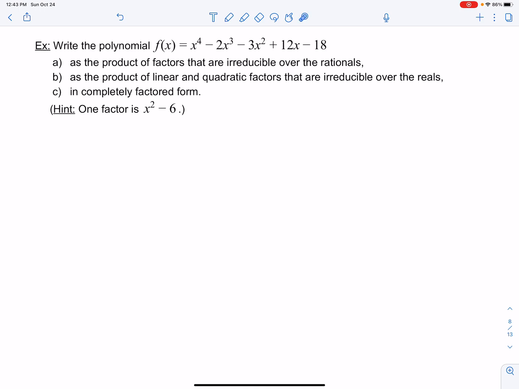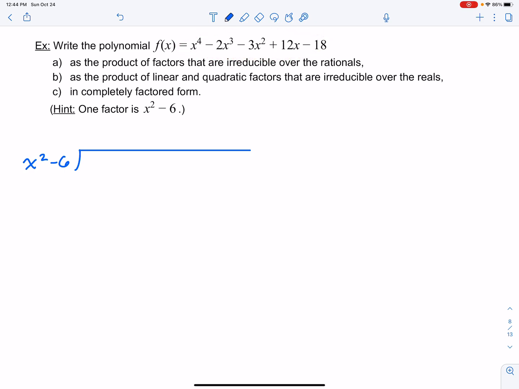Now x squared minus 6, it's not in the form x minus a number, so we can't use synthetic division, unfortunately. We're going to have to use long division. But we know we're dividing by x squared minus 6, so that goes outside our division box. Inside our division box, we'll have our polynomial function that we're dividing up.